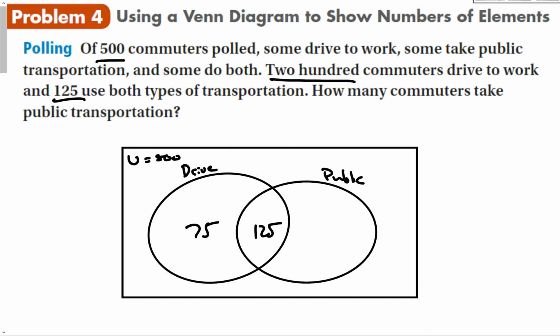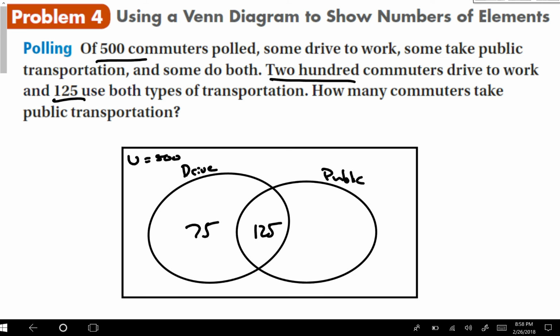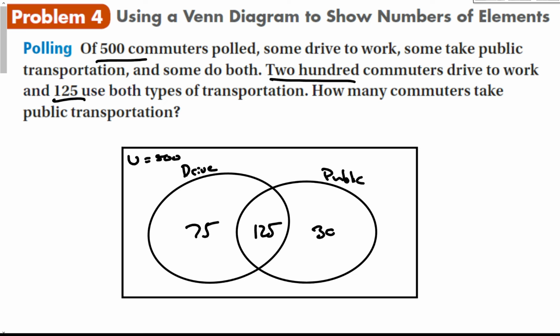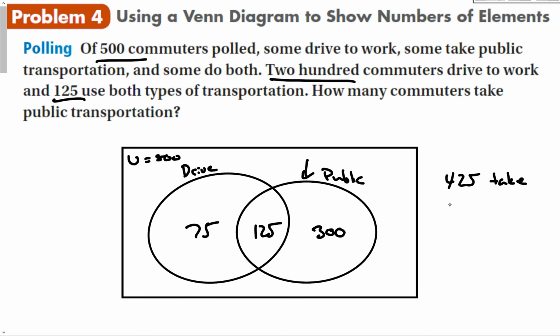Now total, there are 500 commuters. So because of that, this whole thing has to add up to 500 commuters, which means that in this side right here, since I already have 200, this has to be 300. Now the question is how many commuters take public transportation? So that's everything in this circle. So it has to be 300 plus 125, so 425 take public transportation.